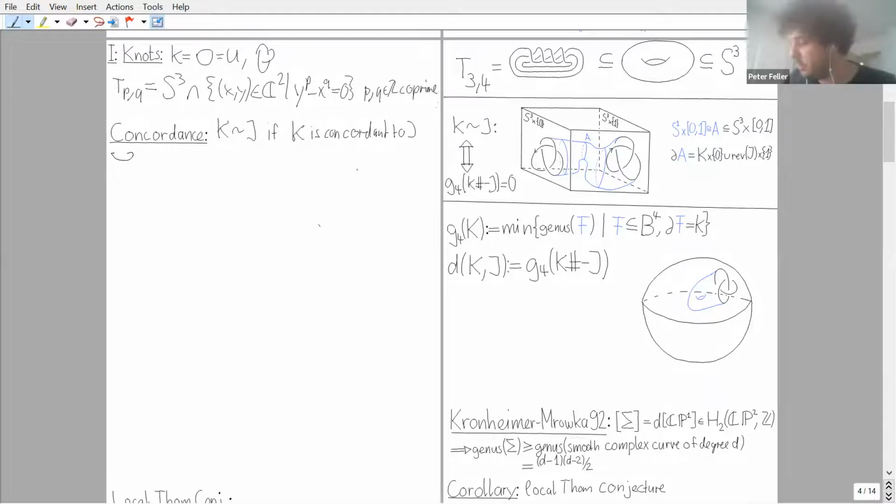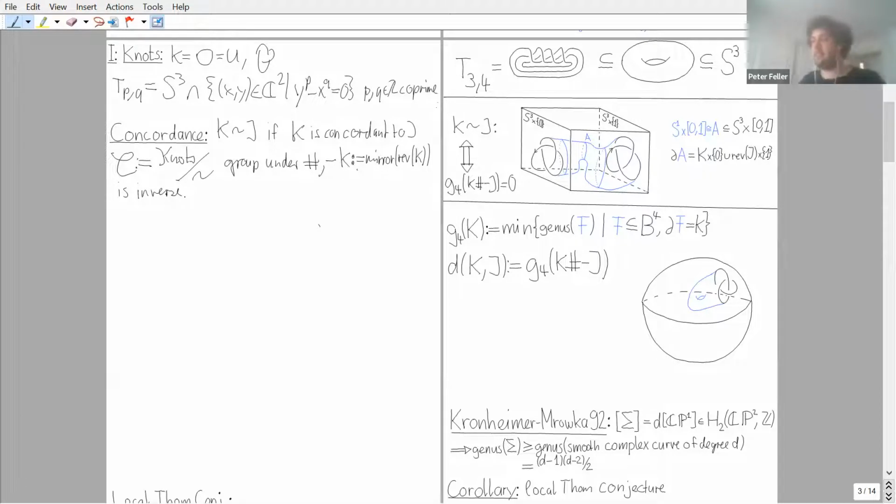Concordance allows you to build the so-called concordance group. If you denote all knots up to isotopy by, let's say, Knots, and you divide out concordance, you are no longer just a monoid, you're a group, and the group structure is given by connected sum. And there's actually an inverse. It's written as minus K. If you take the mirror and then the reverse of your knot, so reverse means switching orientation, mirror means actually applying an orientation-reversing diffeomorphism, this gives you the inverse.